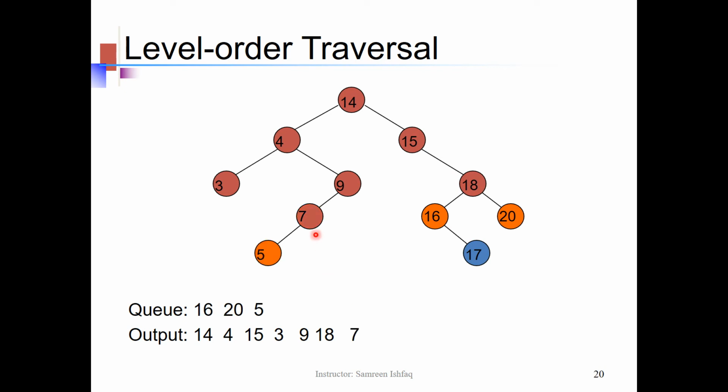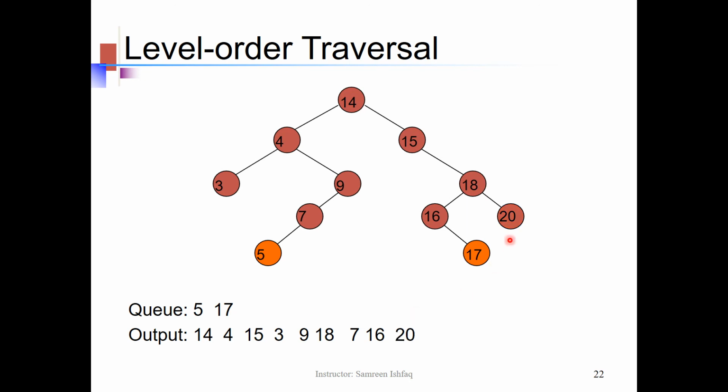Now we take out 7 and we're going to print it. After printing 7, we will enqueue its left and right child. Its left child is 5. 5 is inserted into the queue and its right child is empty. Next element is 16. We're going to print 16 and insert its left and right child. There is no left child and its right child is 17, and 17 is inserted into the queue.